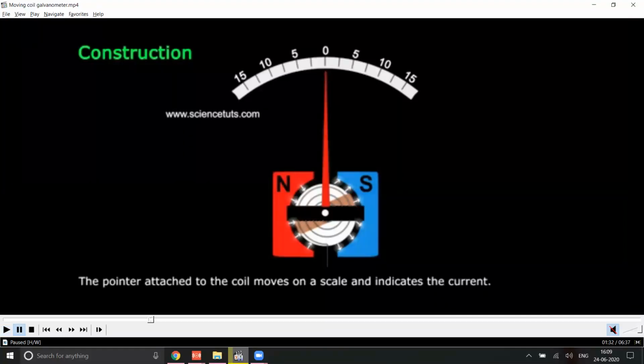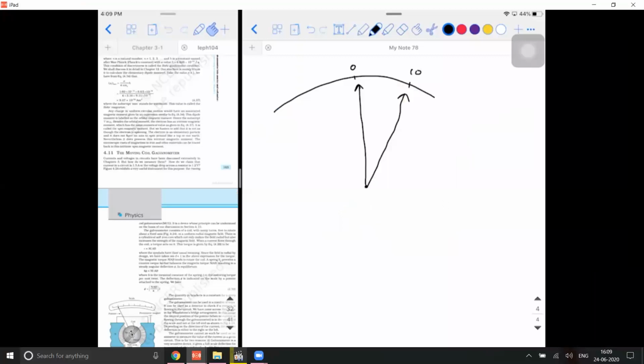Now we need to think of the technical difficulties that you will have. Let us say when you pass the current, the pointer goes and stops here. So it is undergoing some angular displacement theta.